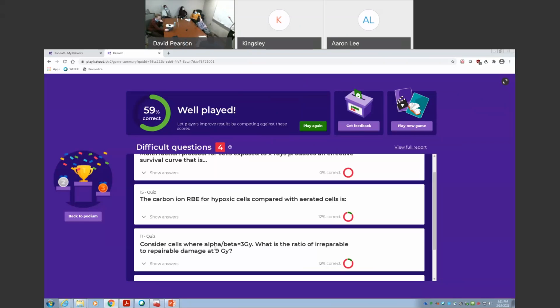And then you just have to remember which is repairable versus irreparable. So yeah, that's a tricky one. I can look up the LET one, see if they have a reasonable explanation. Let me go grab my laptop.